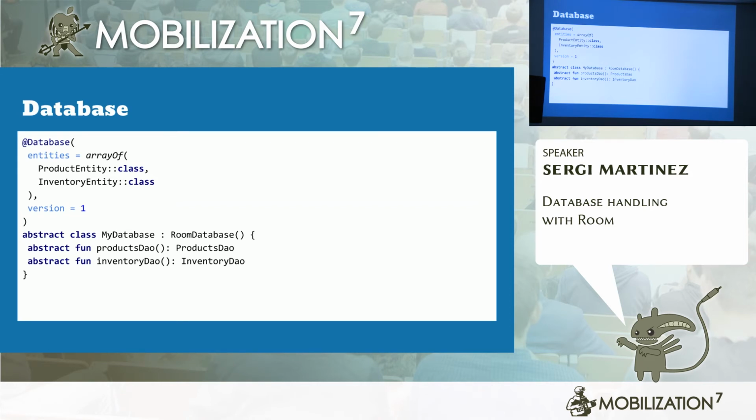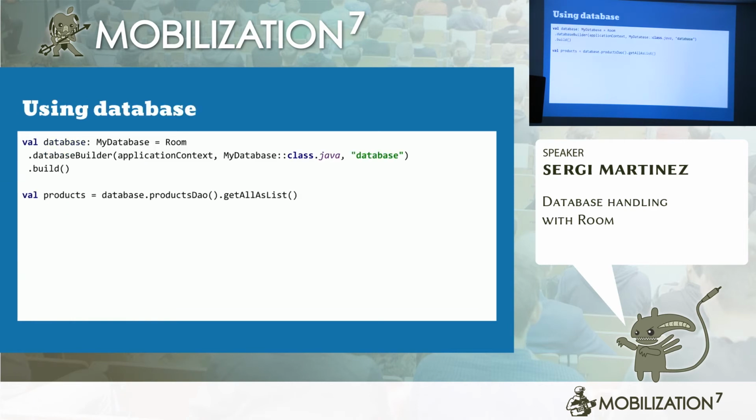And now, once we define the database, we only need to generate it. It's very simple. Room.databaseBuilder, the context, preferably the application one, the class of the database to use, which is my database.class, the one I defined in the previous slide, and the name of the database as a file. Then .build, and this will generate the database object. Now we can do database.products.getAllAsList, and this will automatically return a list of product entities. As you may see, using the database is very simple.